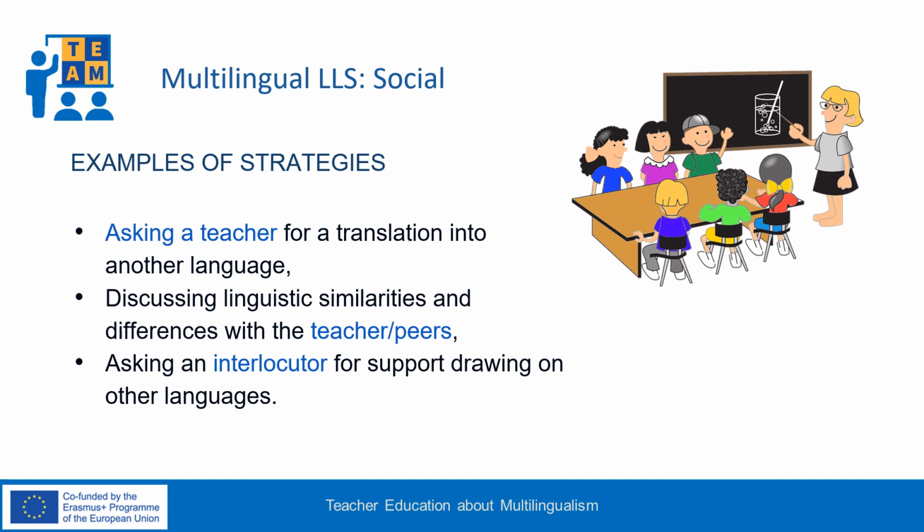Finally, social strategies, those which involve other people, can include asking a teacher for a translation into another language, native or non-native, discussing linguistic similarities and differences, for example, between French and new language, with English, the previously learned language, with the teachers or peers, in communicative situations, asking an interlocutor for support, such as asking for a translation or some kind of explanation, of course, if you share the same language code.